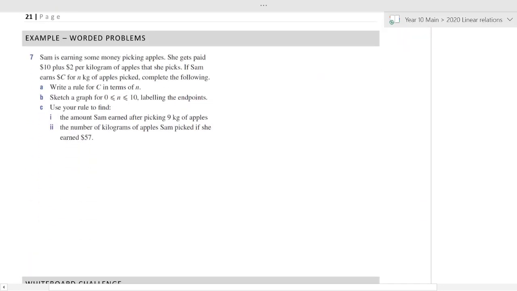Now let's go, we're on page 21 of our notes now. Let's have a look at a worded problem. Now look, again, I'm going to talk about y equals mx plus c, but we don't always have y's. This variable depends on x. As x changes, y changes, but this time we're looking at picking apples, and Sam gets paid $10 plus $2 per kilogram of apples.